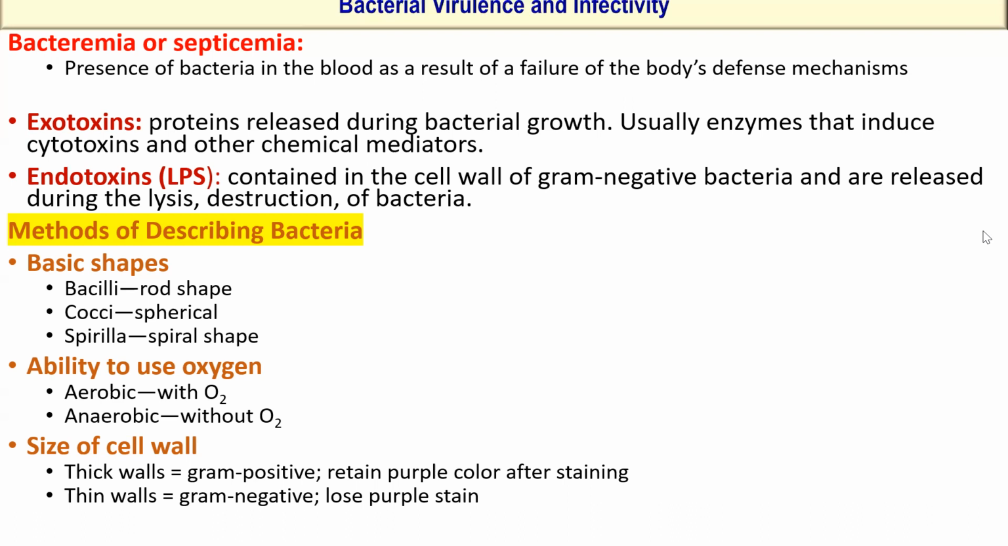From micro class, you can refer to these methods of describing bacteria: basic shapes, different shapes, ability to use oxygen like aerobic and anaerobic, rod shape or spiral shape, and thickness of the wall. Gram-positive bacteria have thick walls, and gram-negative bacteria have thin walls.